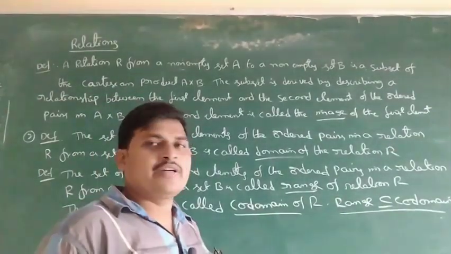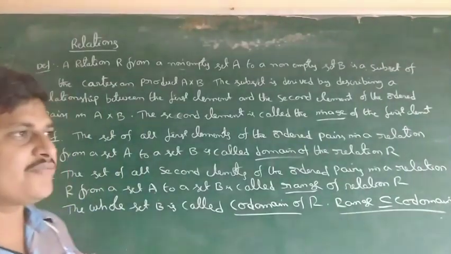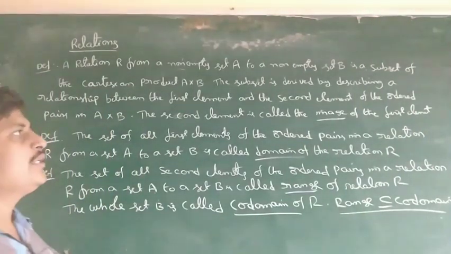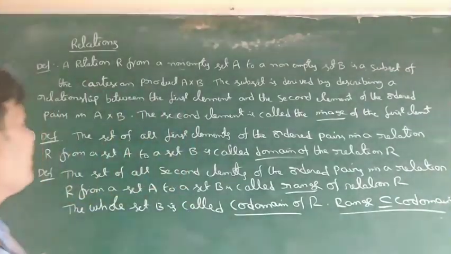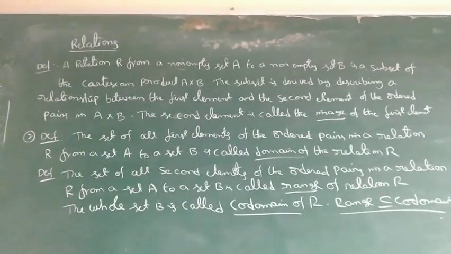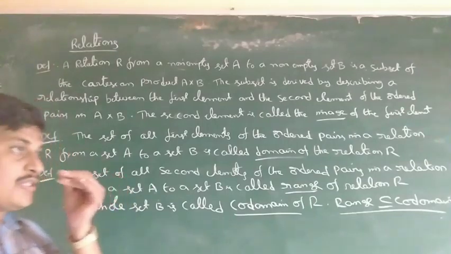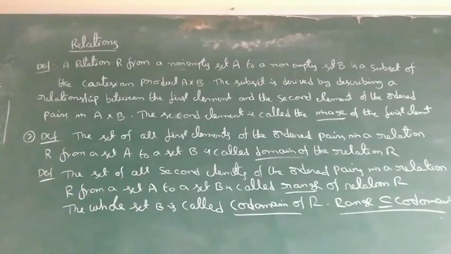Yesterday, what did we complete? First exercise, relations and functions. First exercise completed. Today, the second exercise. The first exercise concept is Cartesian product. Okay, this is the relations and functions chapter.